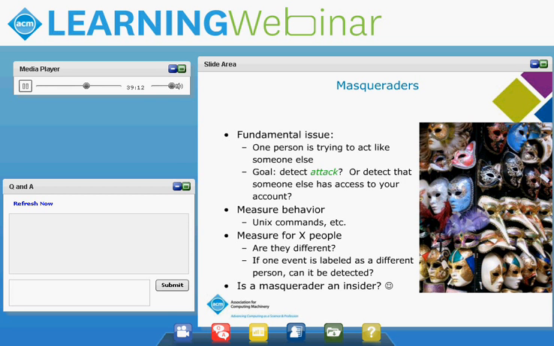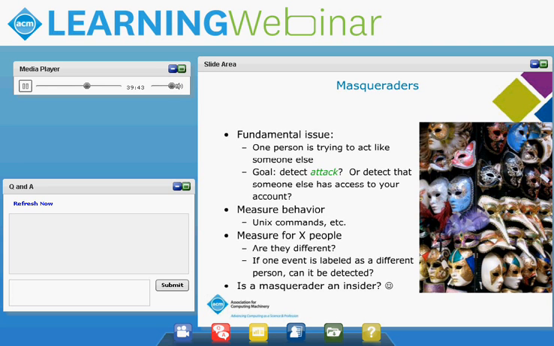And there's different ways to approach this. People have been looking at this. One way is to measure the behavior. So, for example, the commands that are being used. Is there some change that indicates that maybe someone else is doing something with an account? Is there something that makes it not normal for that user? And there's been work, Sal Stolfo from Columbia University and Roy Maxion from Carnegie Mellon University. Both have done some really interesting work in this area. And then sort of a bit of a tongue-in-cheek question here, but isn't a masquerader an insider?